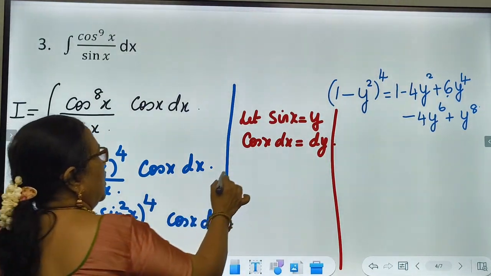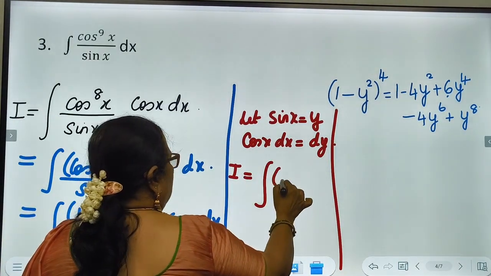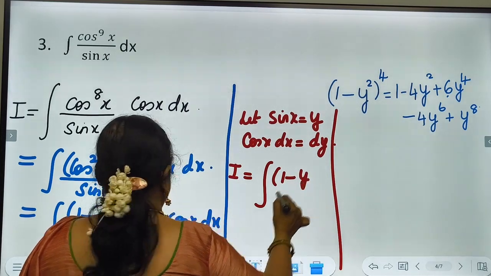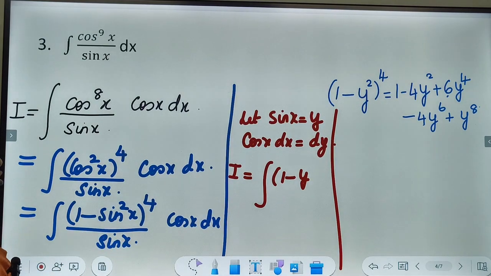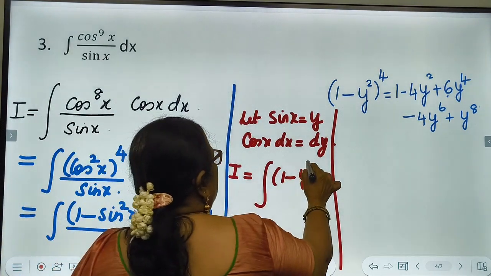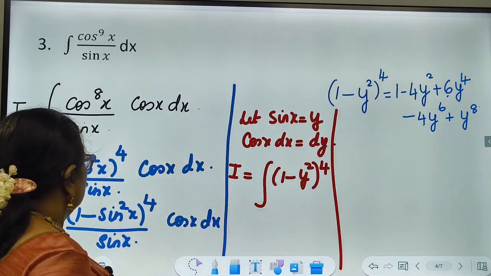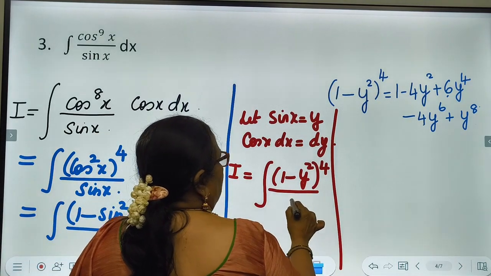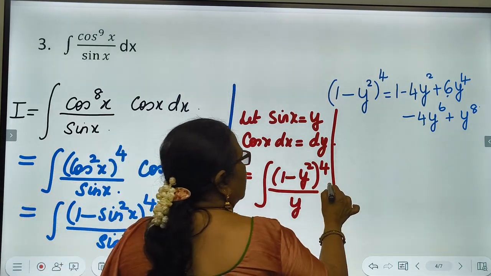Now I will become integral of 1 minus y square the whole power 4 divided by y, because sin x is y and cos x dx is dy.